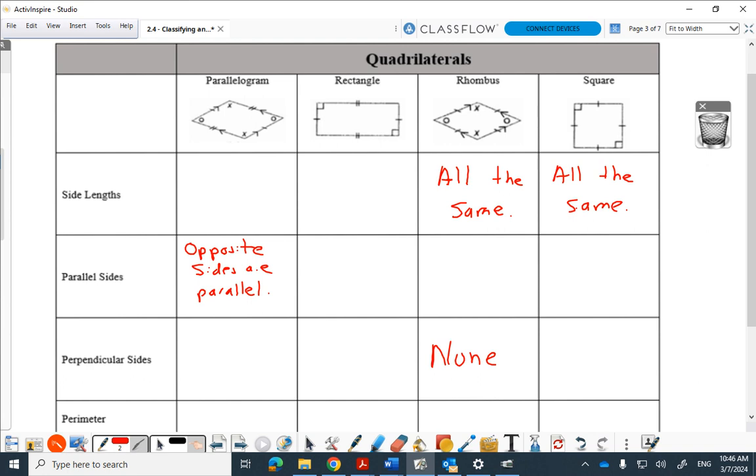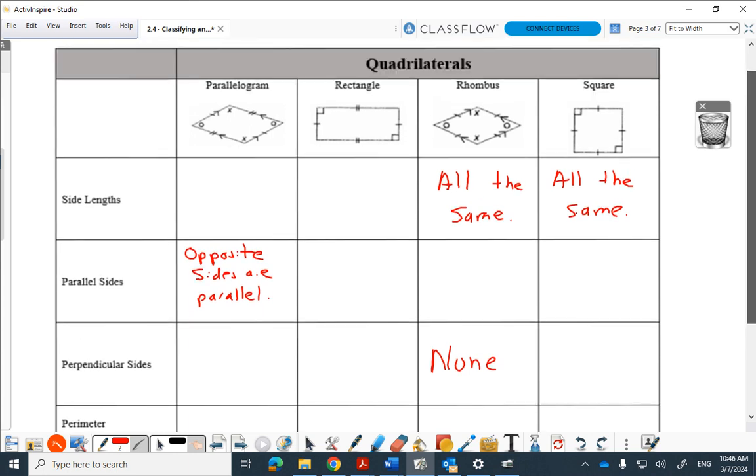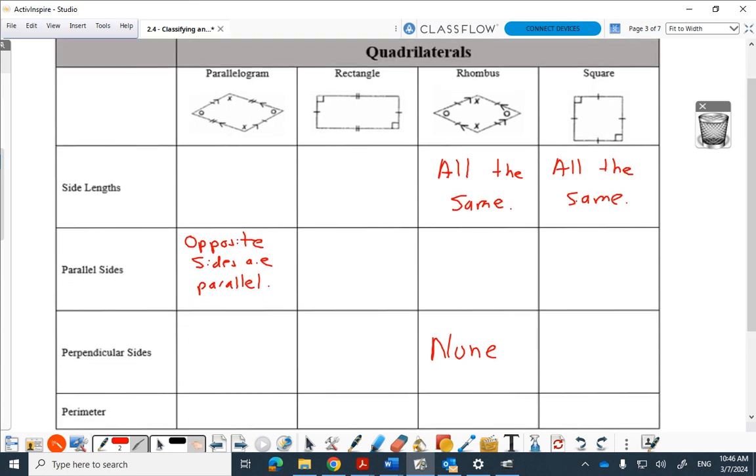How are we doing here? How many do we have to do here? 4, 8, 12, 16. We're only up to 4. That's okay. We'll take our time here. We got time. Good.